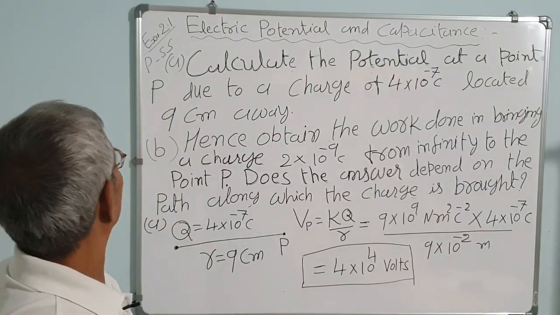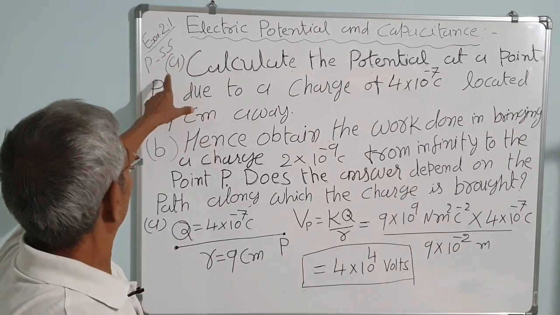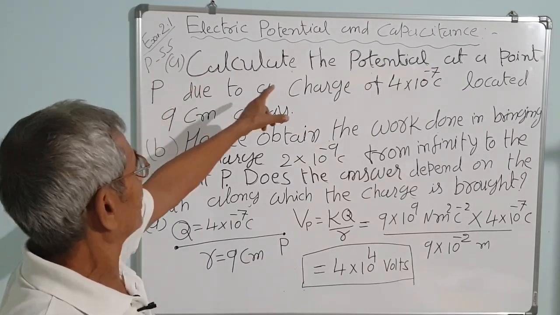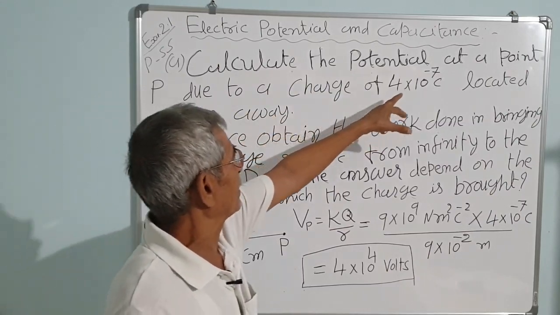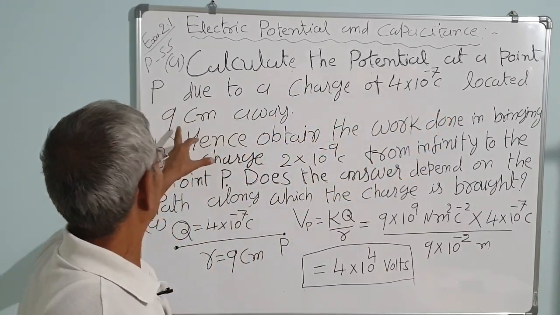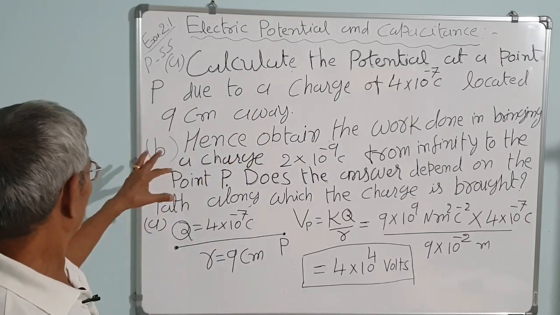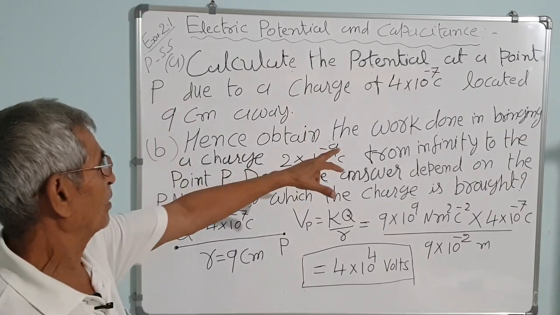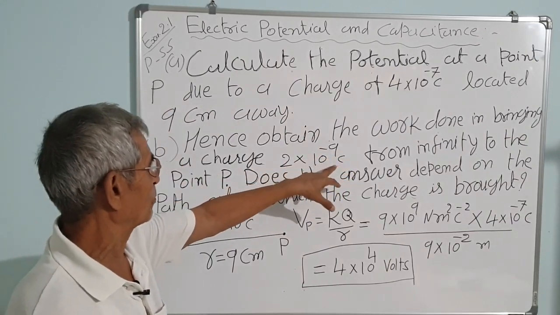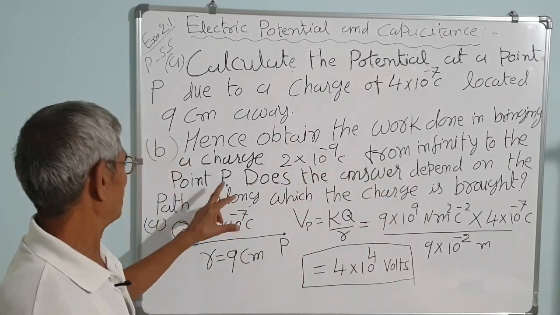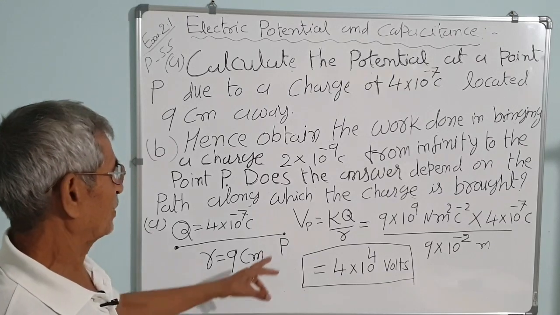Electric potential and capacitance. Example 2.1 on page number 55 is a solved numerical. Calculate the potential at a point P due to a charge of 4 × 10^-7 coulomb located 9 centimeter away. Part B: hence, obtain the work done in bringing a charge of 2 × 10^-9 coulomb from infinity to that point P. Does the answer depend on the path along which the charge is brought?